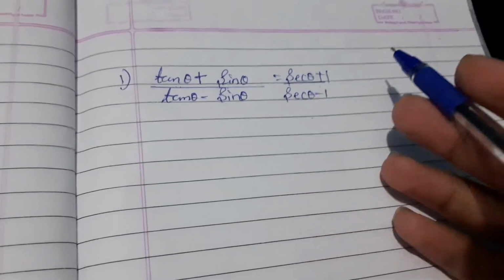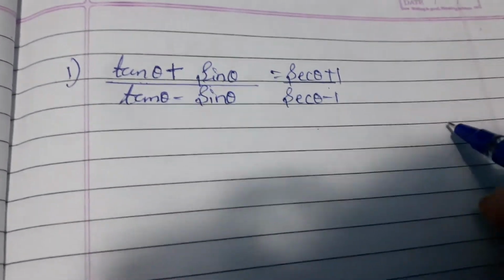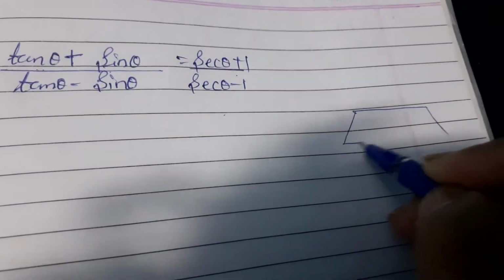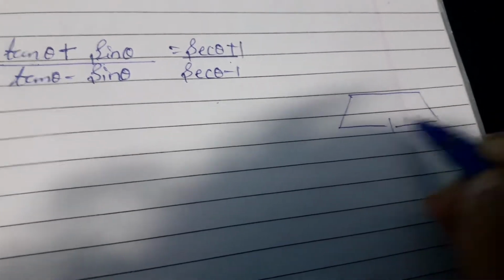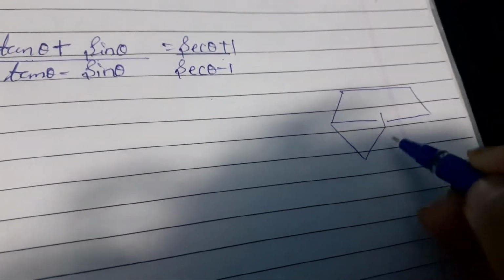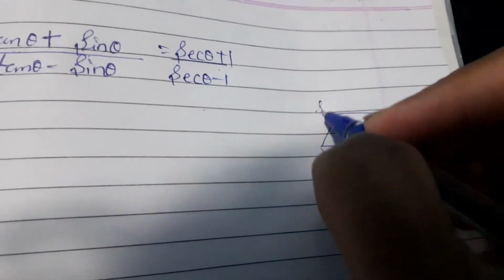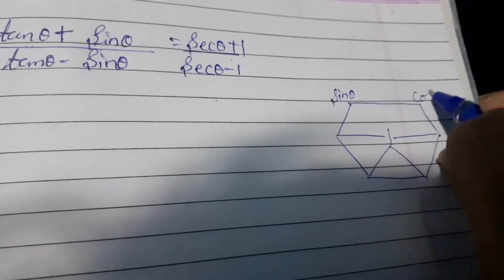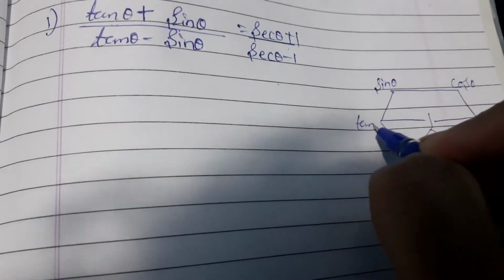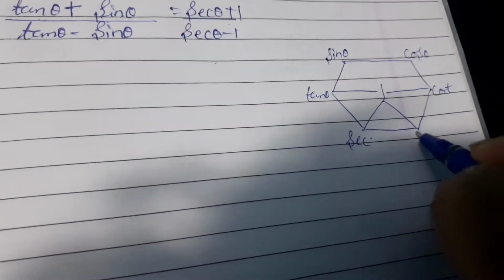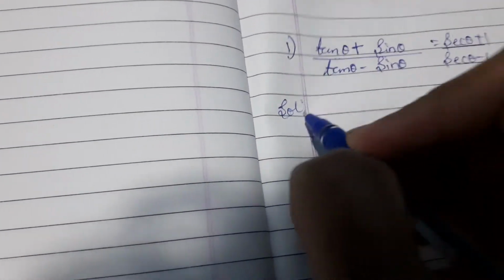Okay, for you to understand better, we'll draw the hexagon first. Name it as sine theta, cos, tan, cot, secant and cosecant. Okay, now moving down to the question, we'll do the answer solution.